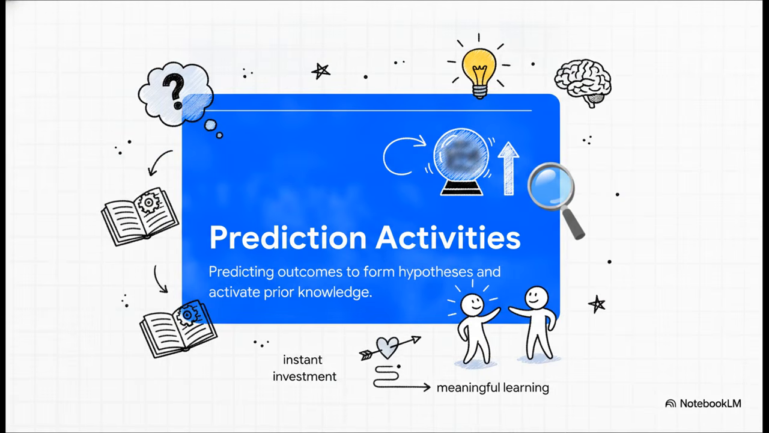Next up, we have prediction activities. This is where you ask students to predict an outcome before you even teach the concept. The primary thinking here is hypothesis formation and activating prior knowledge. And this is just brilliant because it creates instant investment. When a student makes a prediction, they suddenly have skin in the game. They care a whole lot more about discovering whether their thinking was accurate. It makes the new learning deeply, deeply meaningful.